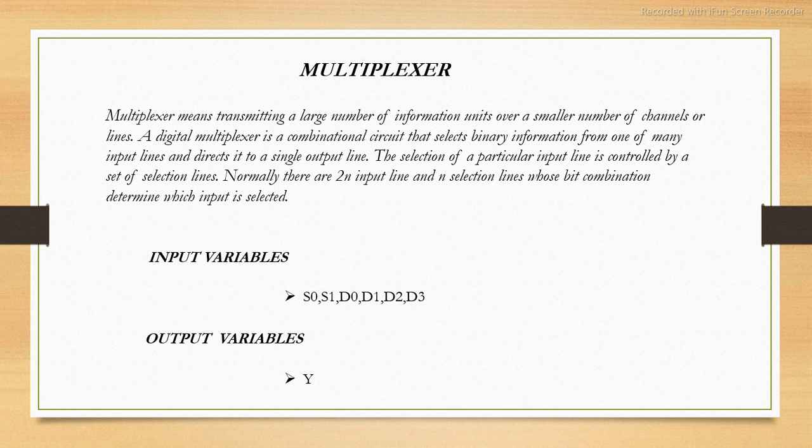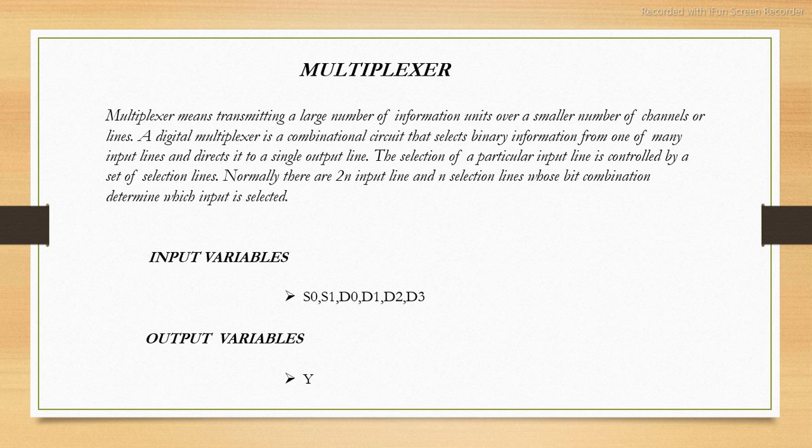Multiplexer means transmitting a large number of information units over a small number of channels or lines. A digital multiplexer is a combinational circuit that selects binary information from one of many input lines and directs it into a single output line. The selection of a particular input line is controlled by a set of selection lines. Normally there are 2^n input lines and n selection lines whose input combination determines which input is selected.